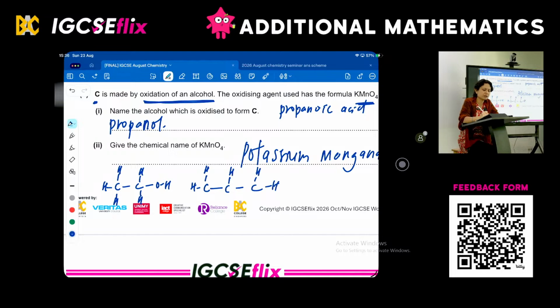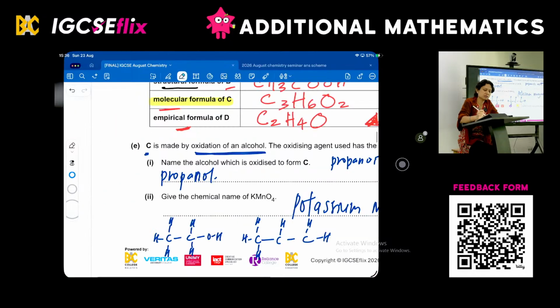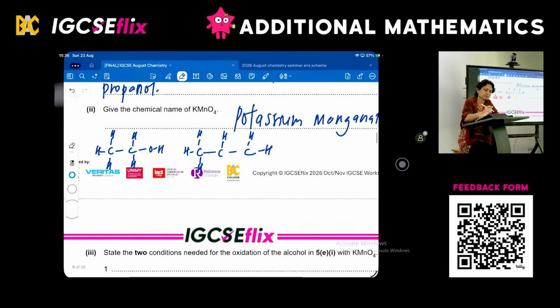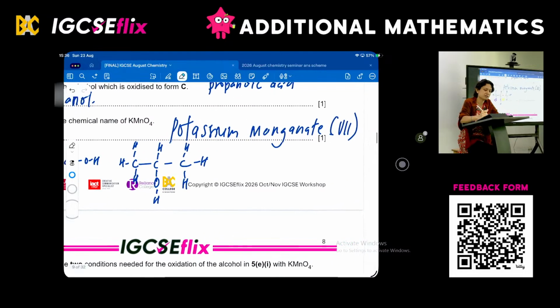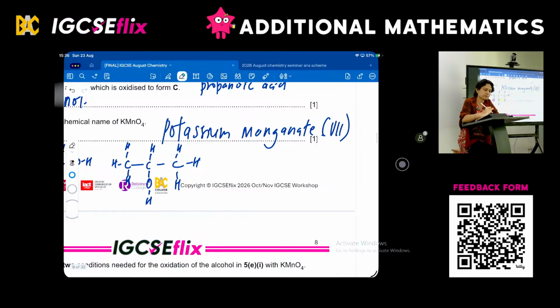If you put the OH here, it is propane-1-ol. If you put the OH here on the second one, it's propane-2-ol. Correct? When it becomes a carboxylic acid, it will look like this.